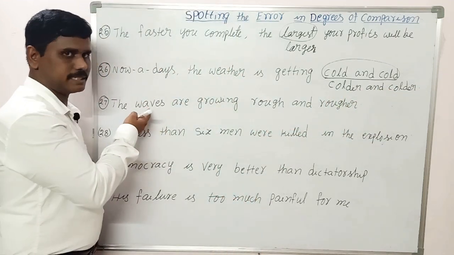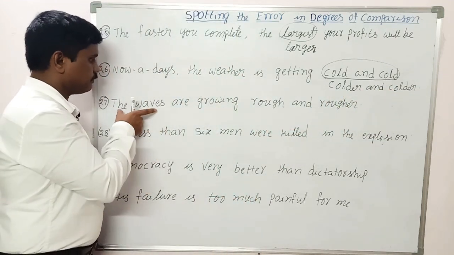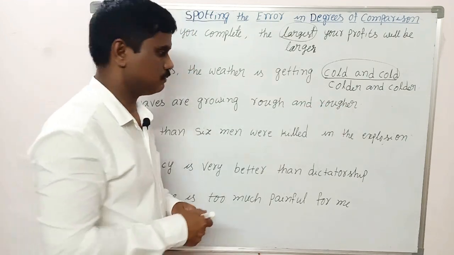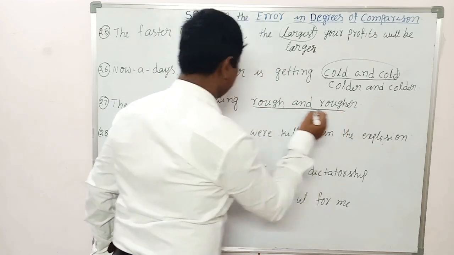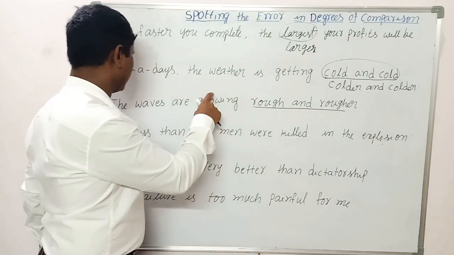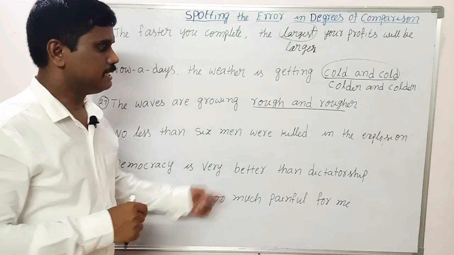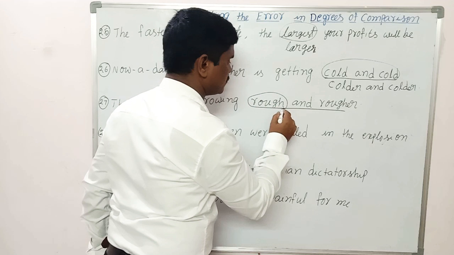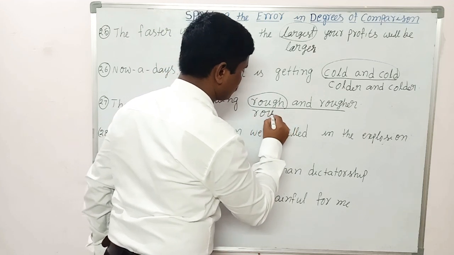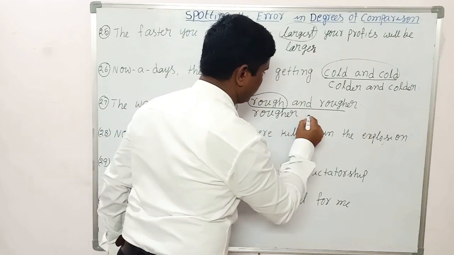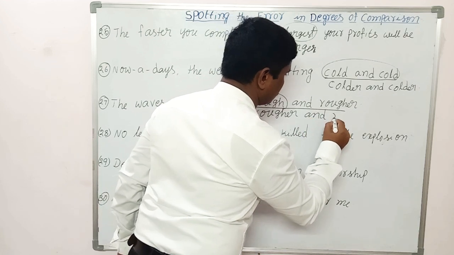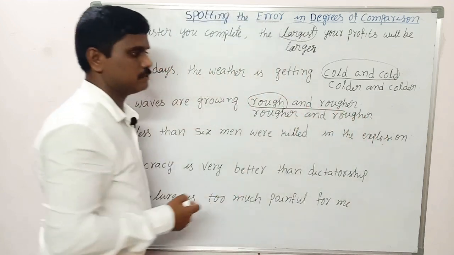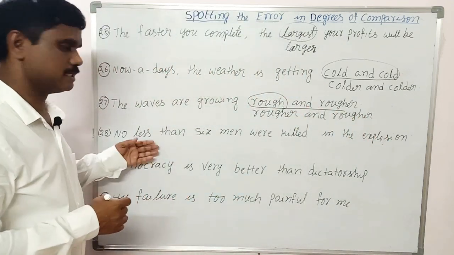Let us see another sentence for better understanding. The waves are growing rough and rougher. Wrong. Why? Here also parallel comparison, parallel increase is there, growing. The waves are growing rougher and rougher. That is the correct answer. So here this is wrong. The correct answer is rougher and rougher. That means adjective 2 and adjective 2. I think you understood.